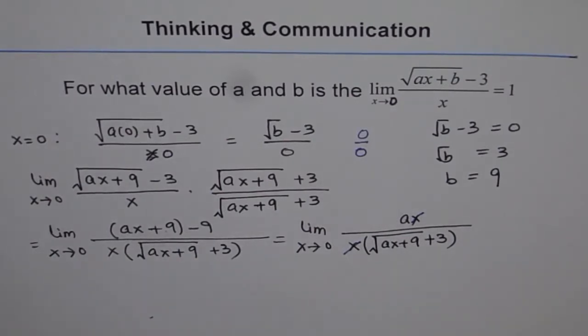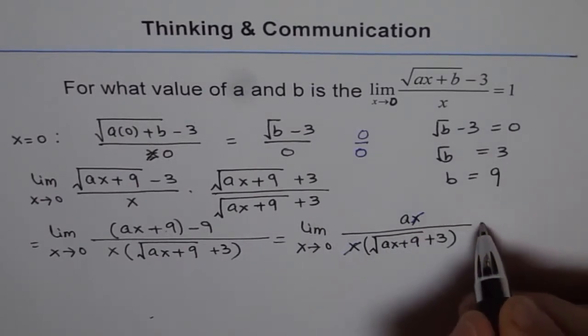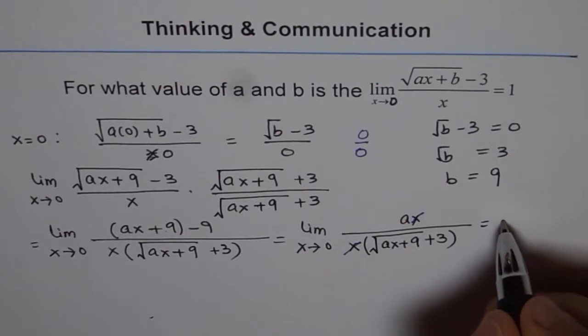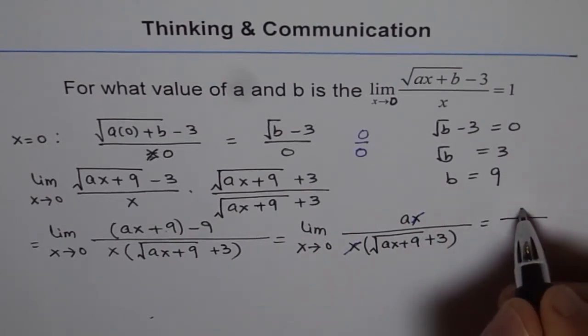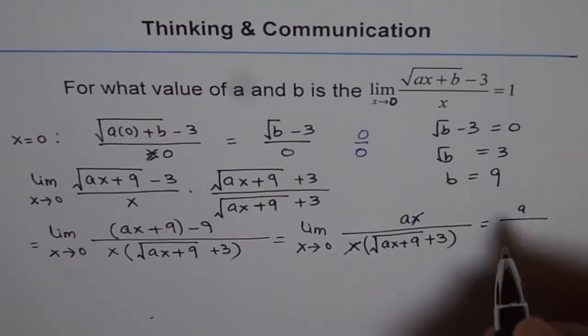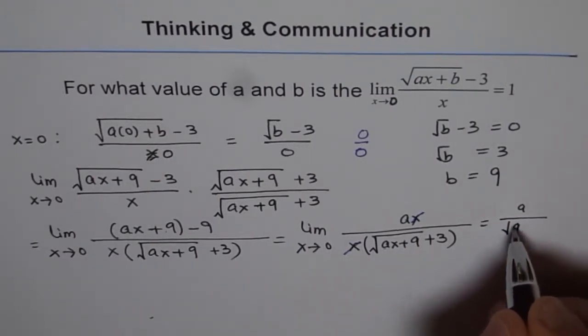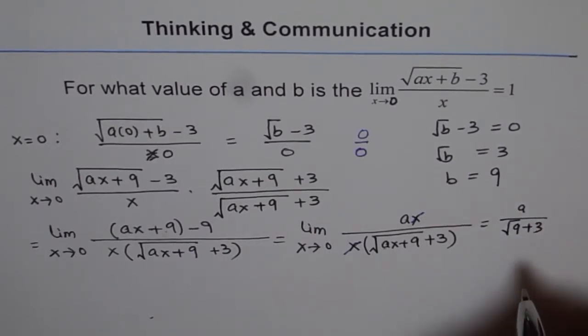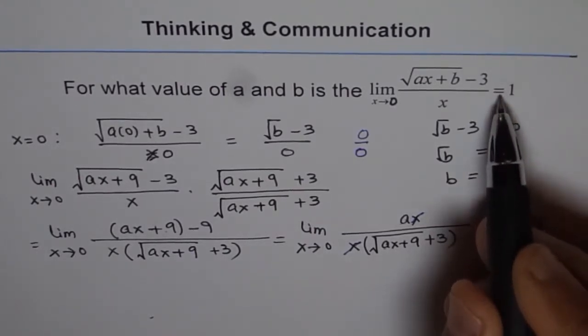It helped because we have put b as 9. So that is the correct way of doing it, right? We got this function, we cancel out x. Now we can always substitute x as 0 and find what the limit is. So if I do that, I get a over, when I put 0 here, a times 0 is 0, we get square root of 9 plus 3. Now this is given to us as 1.